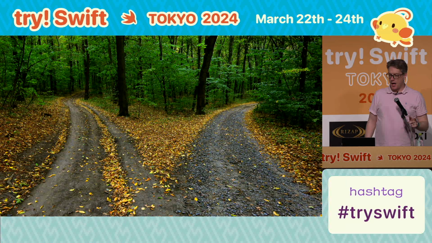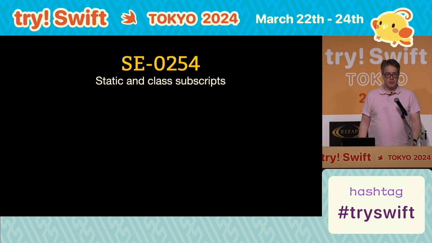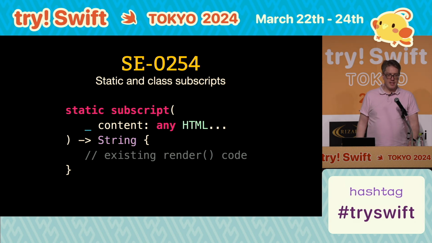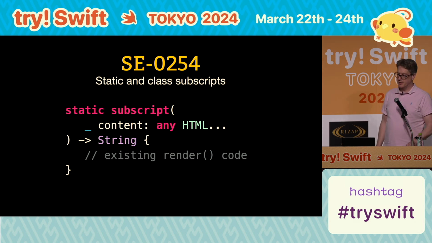Now at this point, I want to take a brief diversion into what could have been. Because result builders weren't the only major change introduced around Swift 5.1. For example, SE 0254 introduced static subscripts. We could try one in our current code. This means adding a static subscript to our H2 struct that accepts 0 or more objects of HTML and returns a string using our existing rendering code.